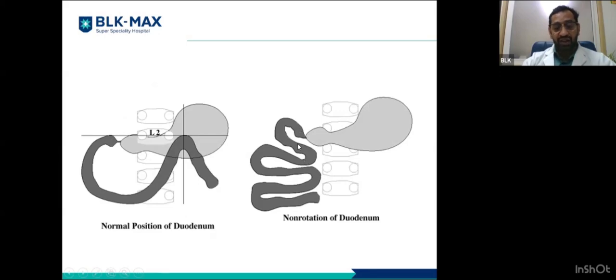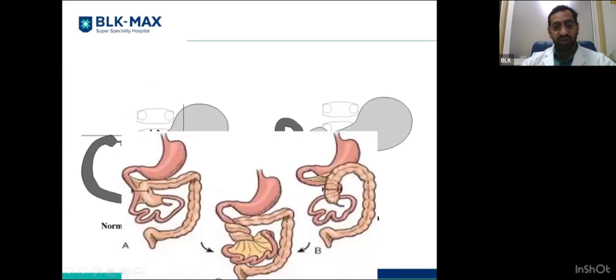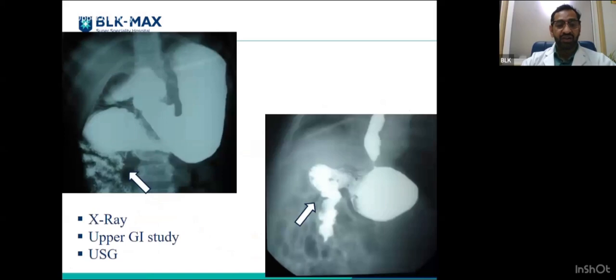And because of this, there is formation of Ladd's bands, which cause the duodenal obstruction, which leads to dilatation of the stomach and dilatation of the duodenum. The child will present with bilious vomiting. So if you see the X-ray, you will see a double bubble sign with some amount of gas distally. But if you want to further confirm your diagnosis, you can always proceed with the dye study.